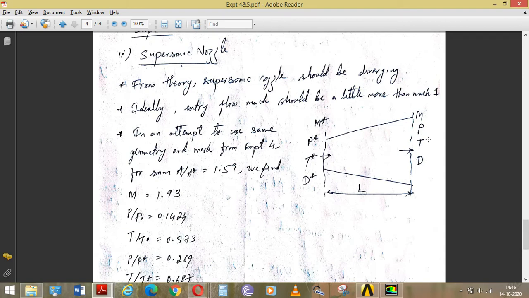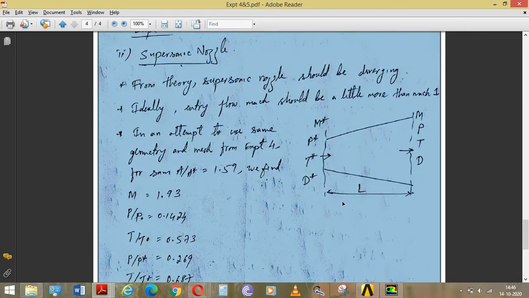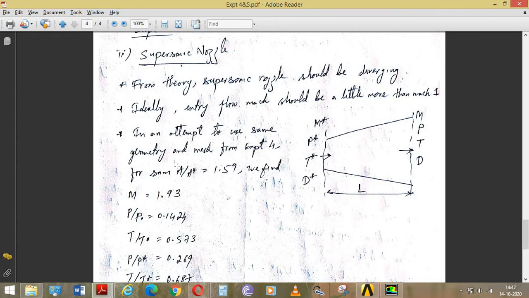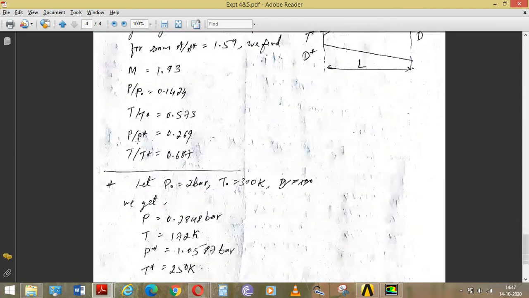So for exit Mach number, we have said we want 1.93 because we are using the same geometry. If you want Mach number 3, you change your geometry. You'll get a different area ratio. You just design that area ratio, and you'll get Mach number 3 if you want. Accordingly, you compute all these values.